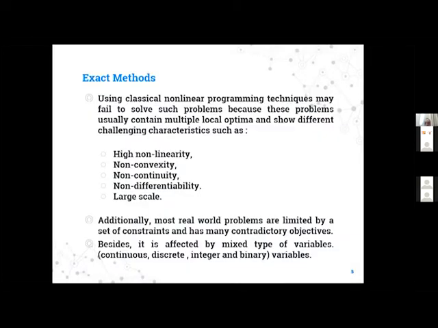Additionally, most real-world problems are limited by a set of constraints and have many contradictory objectives. And also, they are affected by mixed types of variables: continuous, discrete, integer, and binary variables. So all these types of problems are very complicated to handle.